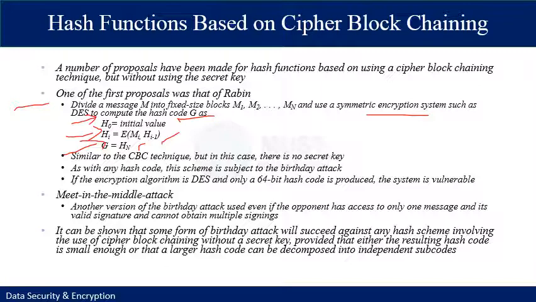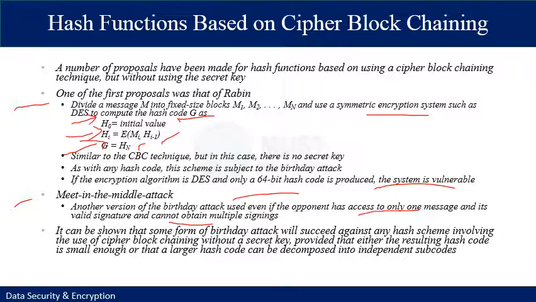As with any hash code, this scheme is subject to the birthday paradox attack, and if the encryption algorithm is the Data Encryption Standard, then only a 64-bit hash is produced. Because DES produces a 64-bit output, the system is vulnerable to a number of attacks. One common attack is the meet-in-the-middle attack. This is another version of the birthday attack, used even if the opponent has access to only one message and its valid signature and cannot obtain multiple signings.